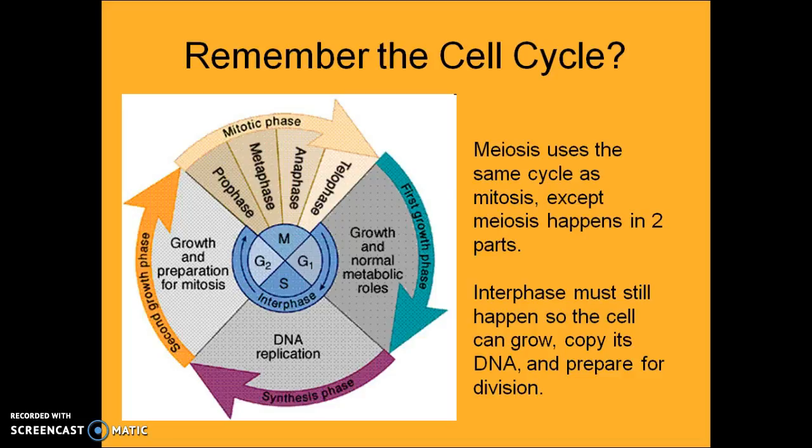And prior to these 2 steps of meiosis, meiosis 1 and meiosis 2, we do have an interphase because that cell in the testes or the ovaries has to grow during G1, it has to copy its DNA, and it has to get ready for cell division.